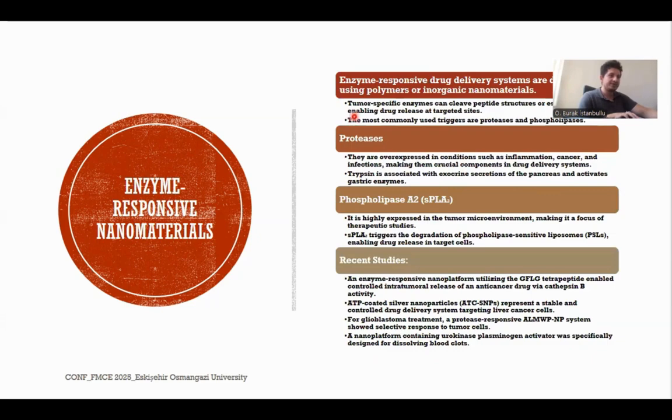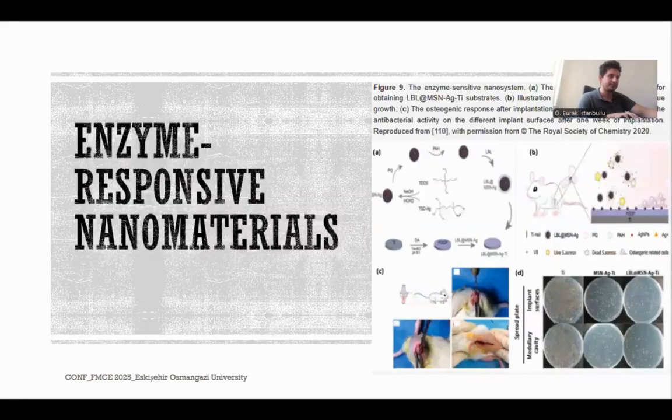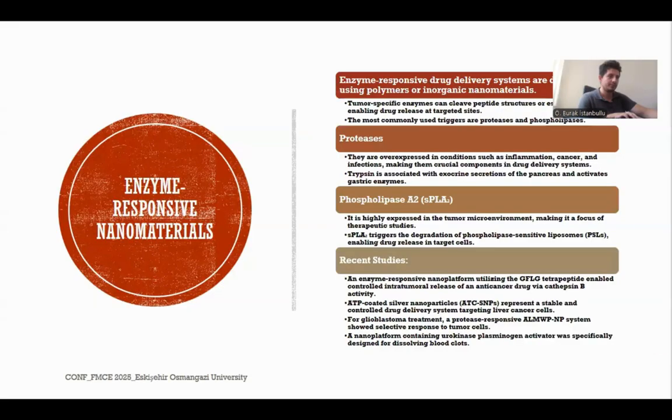Enzyme-responsive drug delivery systems are designed using polymers or inorganic nanomaterials that respond to tumor-specific enzymes. These enzymes can cleave peptide bonds or acetyl linkages, enabling targeted drug release at disease sites. The most commonly used enzymatic triggers are proteases and phospholipases. Proteases are often overexpressed in inflammatory diseases, cancer, and infections, making them ideal for targeted therapies.